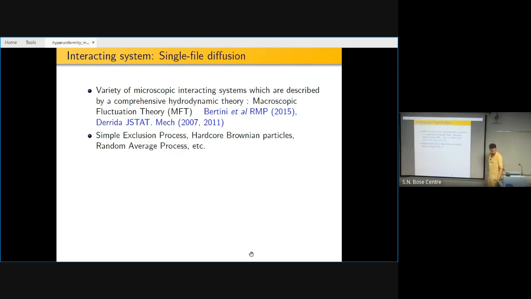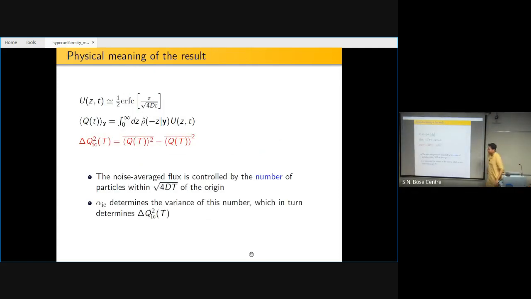Can you go back to the slide where you mention that alpha IC determines the fluctuation within a square root of 4Dt? Alpha IC determines the fluctuations for the entire system. The system only sees, in time t, a distance which is of the order square root of 4Dt. Yes, so that's what my question is.